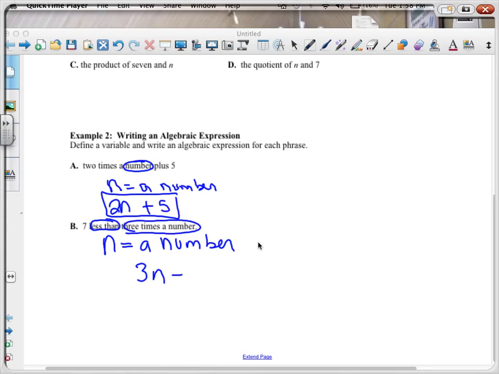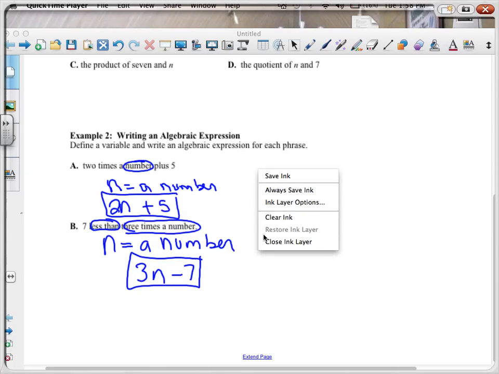So that means we have to take 7 away from 3n. Please be sure, when it's the words "less than," when it says a number less than something else, typically that means you're going to flip the order of them. So be very careful when you see the words less than. Okay, so we want to start with 3n and take 7 away from it. Okay, so that's how you write algebraic expressions.